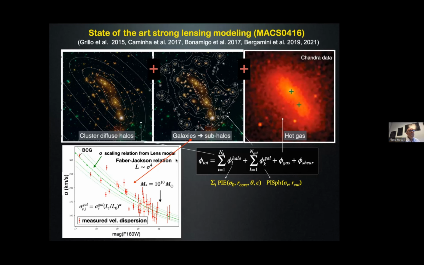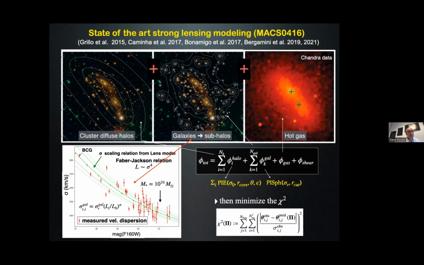So in the end, you can measure scaling relations like this one, which is basically the Faber-Jackson relation, L to the sigma squared. But this is observation. So this scaling relation can be included into the model as opposed to just fitting it. Okay, so that's an important contribution to the subhalo component of the cluster mass distribution.